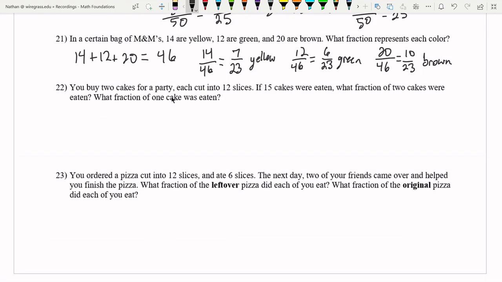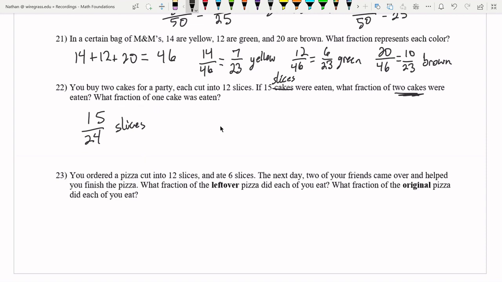You buy 2 cakes for a party, each cut into 12 slices. If 15 slices were eaten, what fraction of the 2 cakes were eaten? So 2 cakes is the whole. Not 1 cake is the whole, 2 cakes is the whole. And 2 cakes has a total of 24 slices. So if 15 slices were eaten out of the 24 total, that means 15 out of 24 of the 2 cakes were eaten. So there's really 15 out of 24 slices eaten. That's what that's representing in this case.